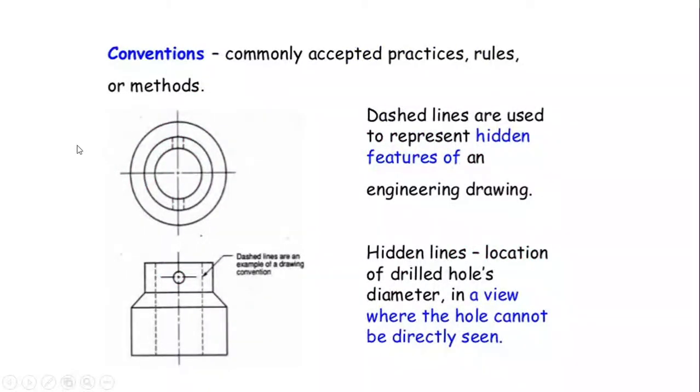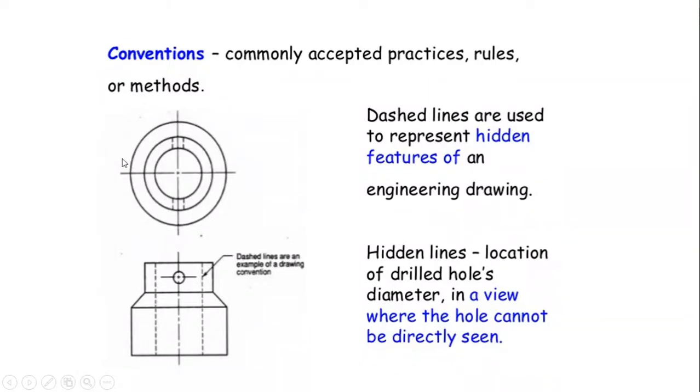Convention means commonly acceptable and practiced rules or methods. Here, in this simple drawing, this is the front view and top view. Here dashed lines are used to represent the hidden features of the engineering drawing.